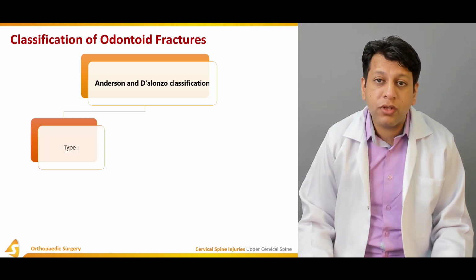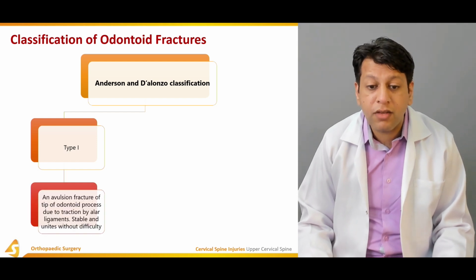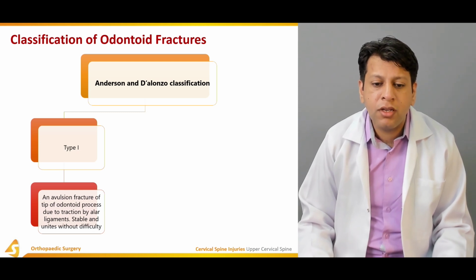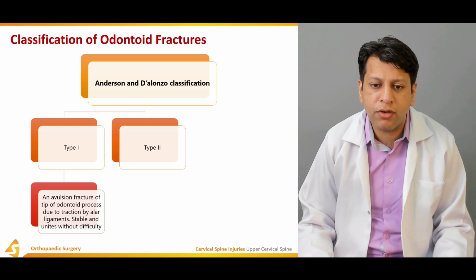Type 1 includes a fracture which involves only the tip of the odontoid. It's an avulsion fracture, and it's usually due to traction by the alar ligaments. Usually stable, and it's united without difficulty. All it requires is cervical spine immobilization with a soft collar.